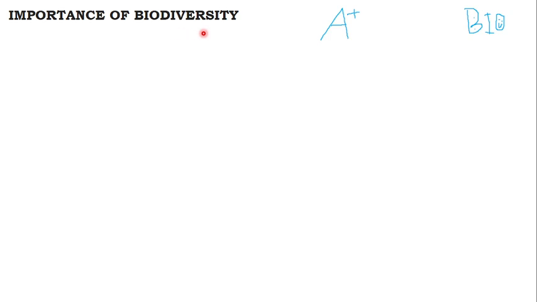Importance of biodiversity. I told you biodiversity is a variety of life in an ecosystem, meaning all organisms we have in the ecosystem. What is the importance? It is like asking, what is the importance of plants? What is the importance of animals? To me this is very easy, very understandable. Biodiversity is a variety of life in the ecosystem, and in that variety of life you have plants and also animals.